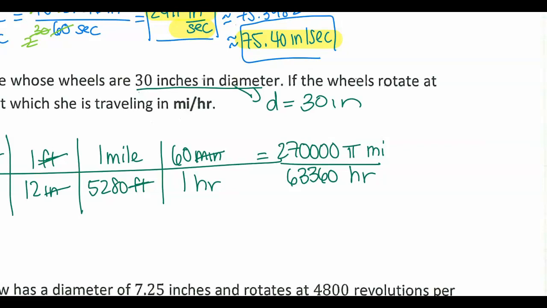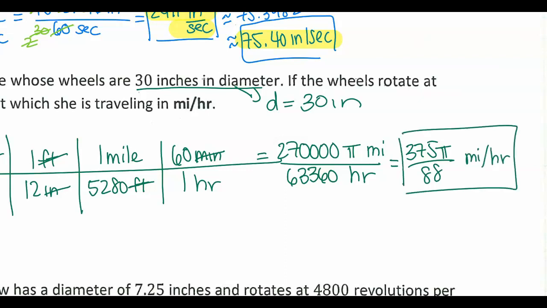So if I plug this in my calculator, 270,000 divided by 63360, that's going to give me a simplified fraction of, which you will definitely enjoy, 375 pi over 88, and this is in miles per hour. So if I asked for this as a simplified fraction in pi form, I would definitely want to see this, which might not happen too often. More than not, especially for questions like this, I'll probably just ask you to plug everything in your calculator.